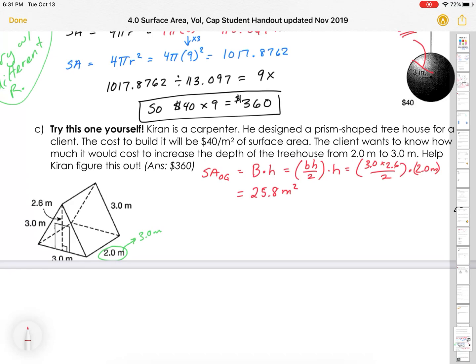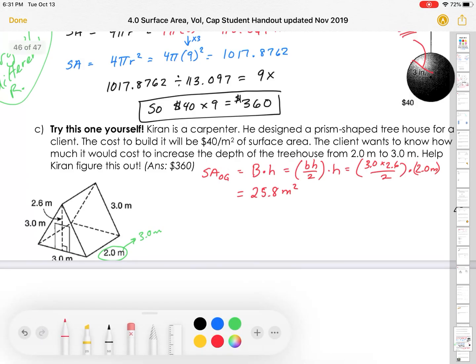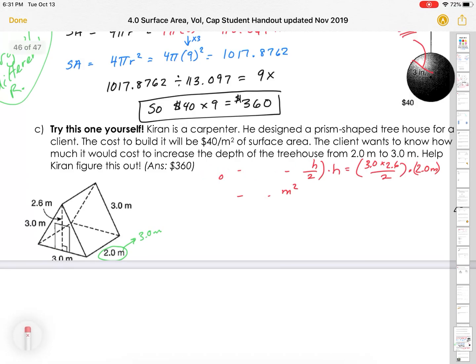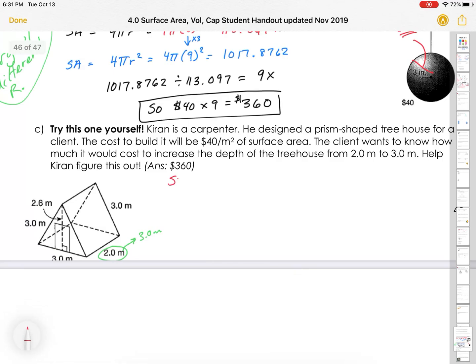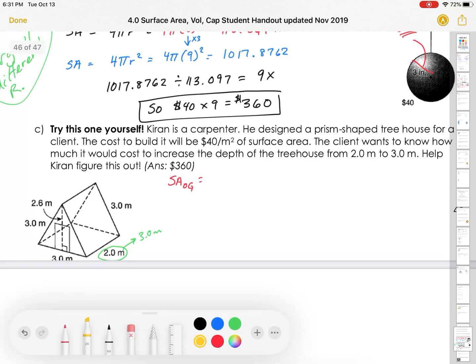Now, in the next part, all we're doing is changing. Oh wait, I'm doing volume, not surface area. Please rewind. You're saying, miss, that's not what I got. So let's erase that and start over, because it's surface area. Oh my goodness. Surface area, OG.